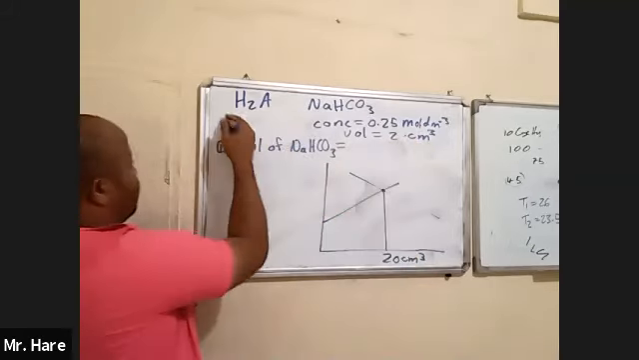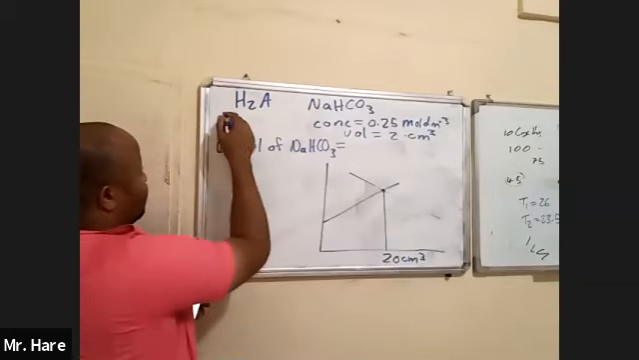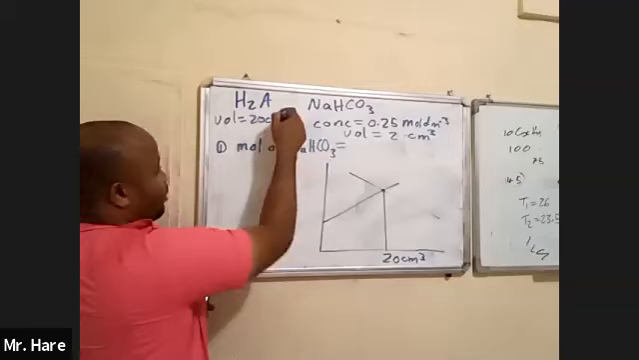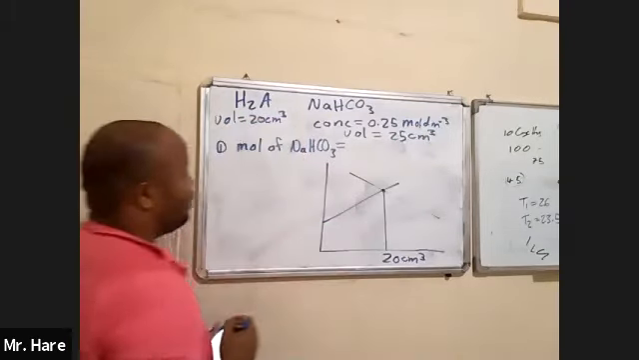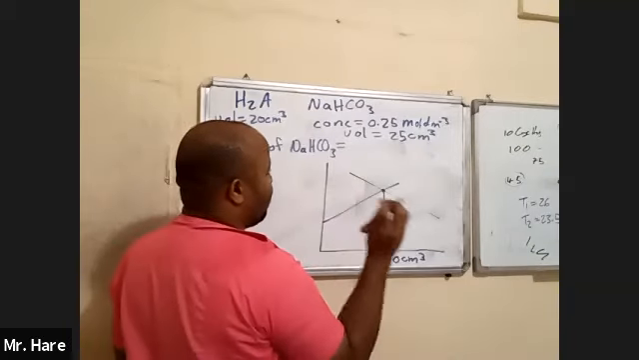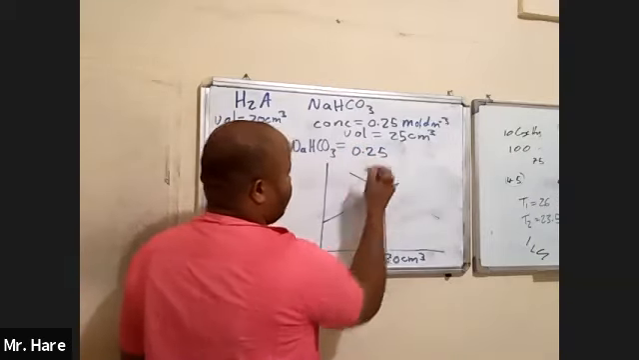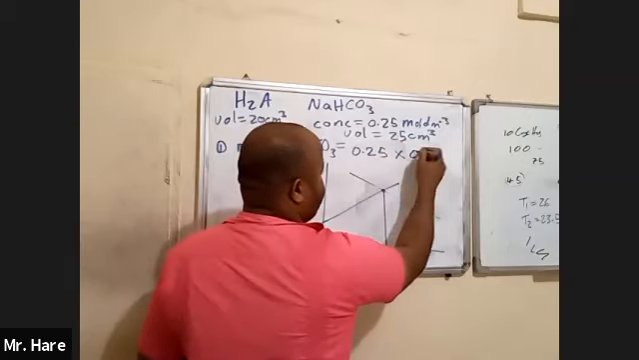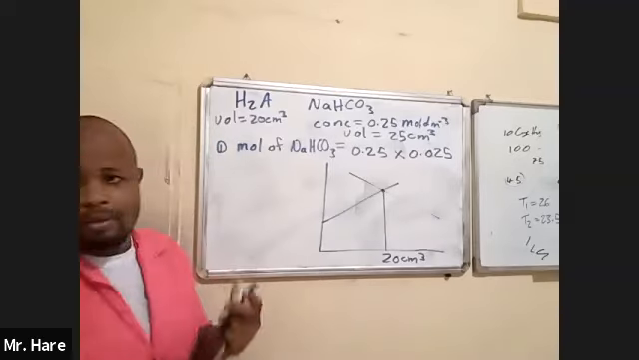All right. So the acid, this would have been the acid, so the volume is 20 cm³. And this is 25. So mole, we know that mole is concentration times volume. The concentration is 0.25 and the volume in dm³ would be 0.025. What's the answer for that?